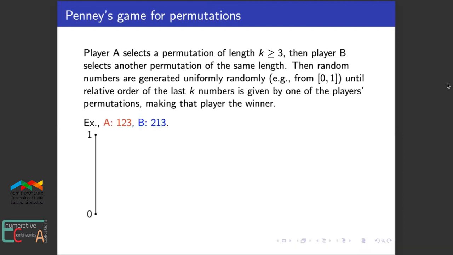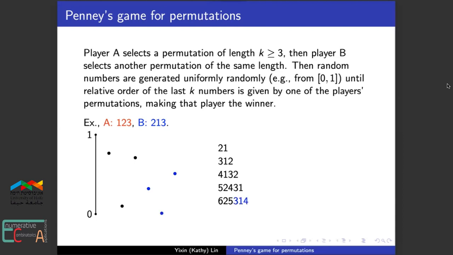Say player A chooses 1, 2, 3, and player B chooses 2, 1, 3. We generate numbers uniformly at random from 0 to 1. We can see that the first two numbers form a 2, 1. With the third number, we have a 3, 1, 2, and then a 4, 1, 3, 2, and then a 5, 2, 4, 3, 1. With the sixth number, we have 3, 1, 4 at the end, which forms a 2, 1, 3, so player B wins.